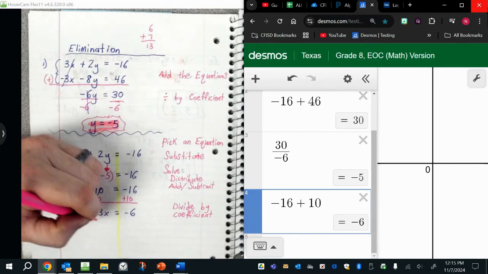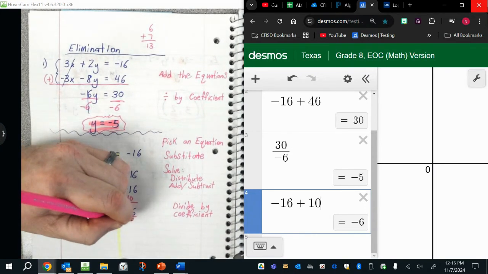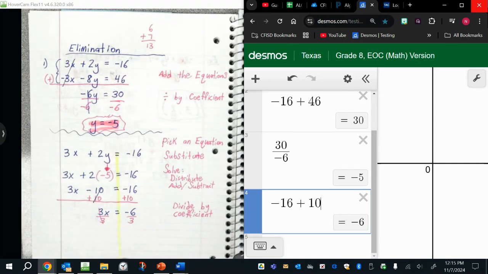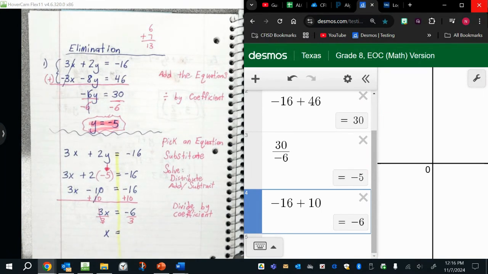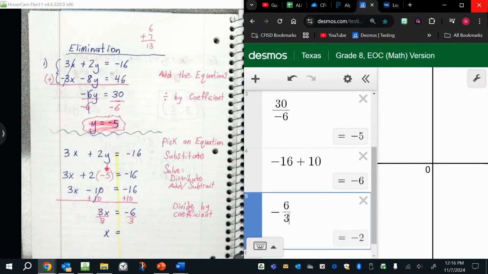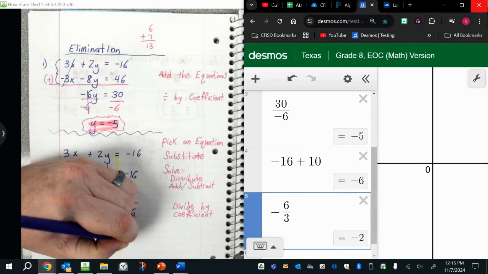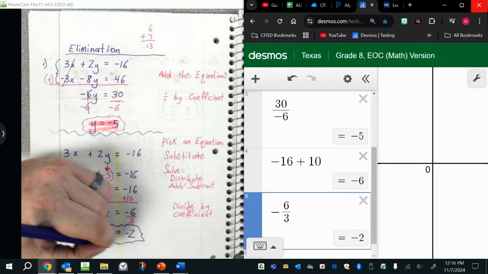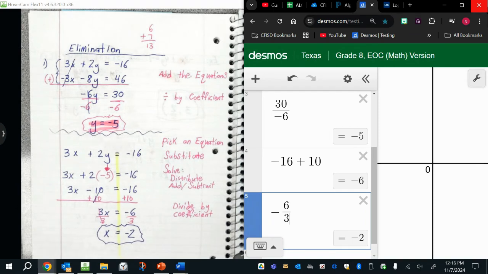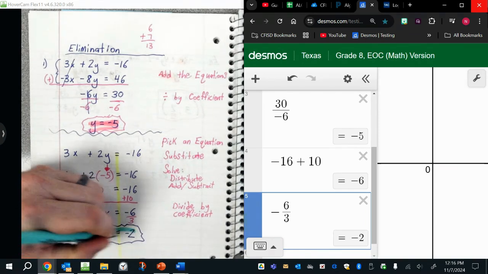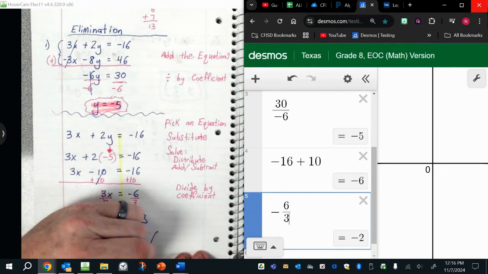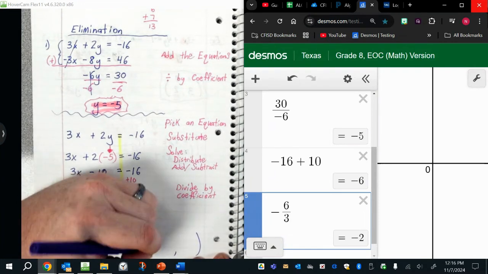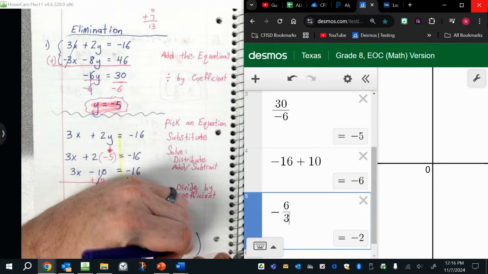If I divide by the coefficient, I get that the value of x is equal to, what is that, -2? -6 divided by 3 is -2. So the point at which these two intersect, or the solution, is the coordinate -2, -5.